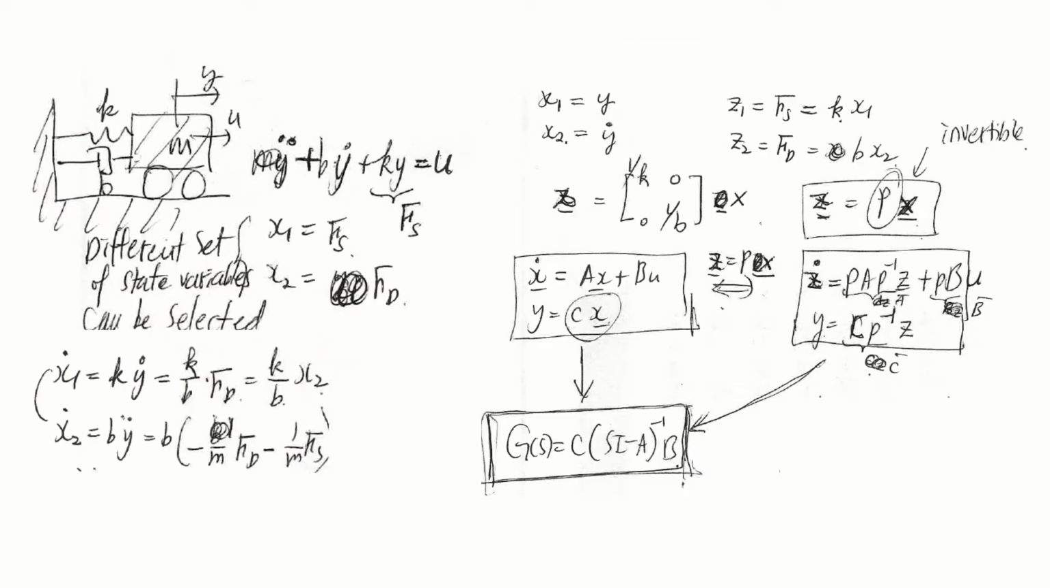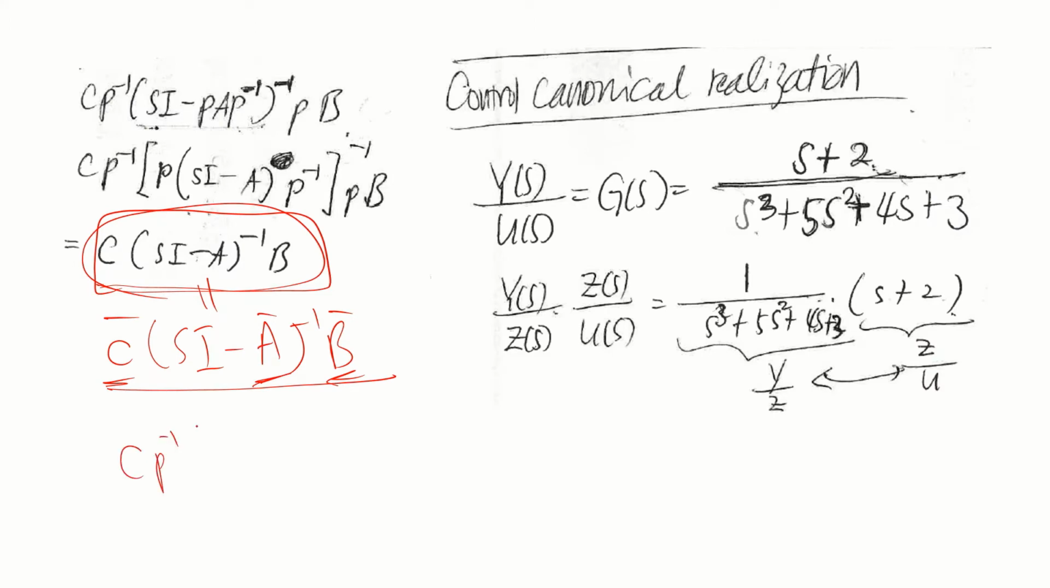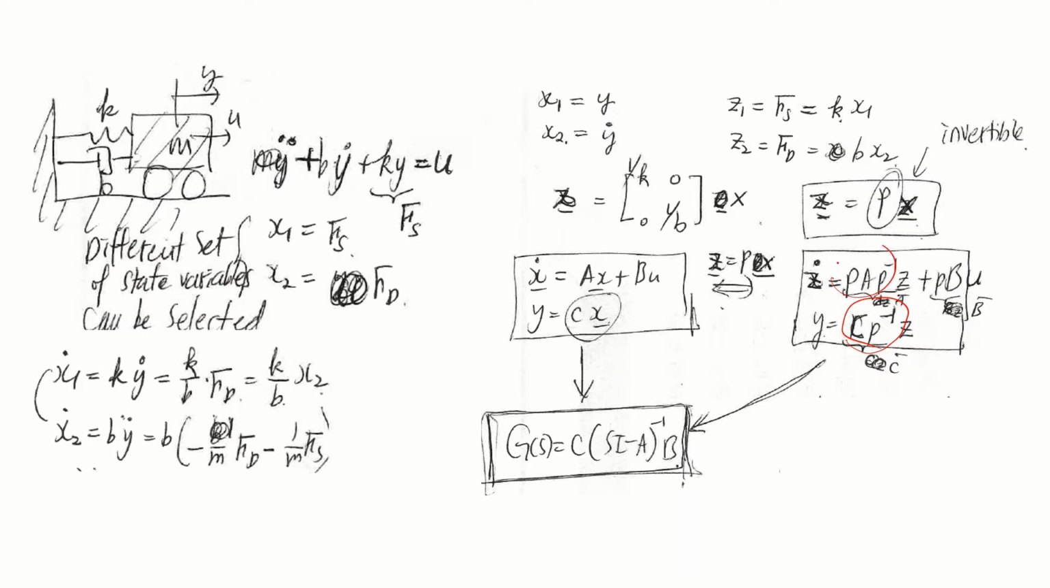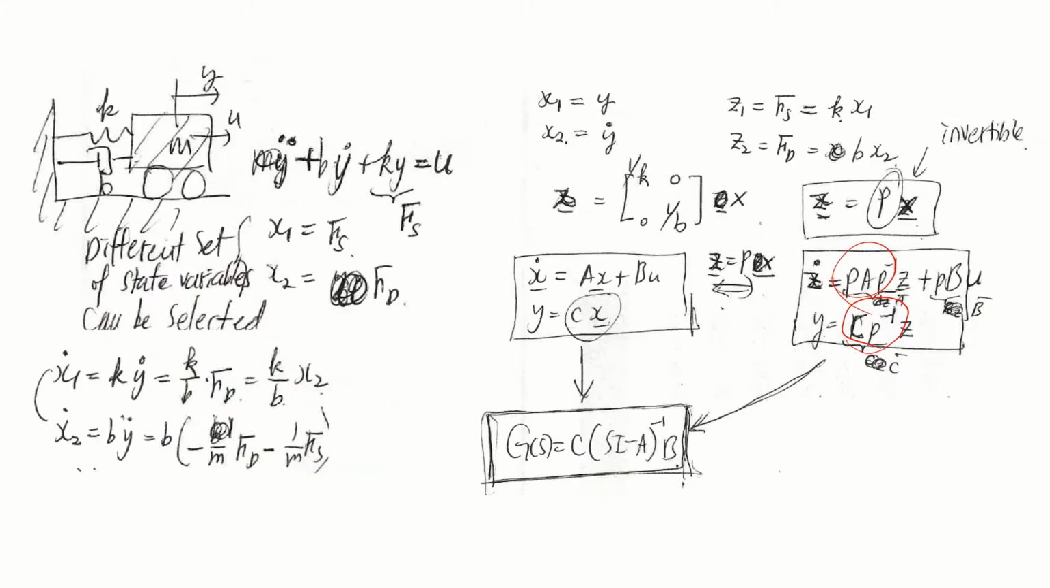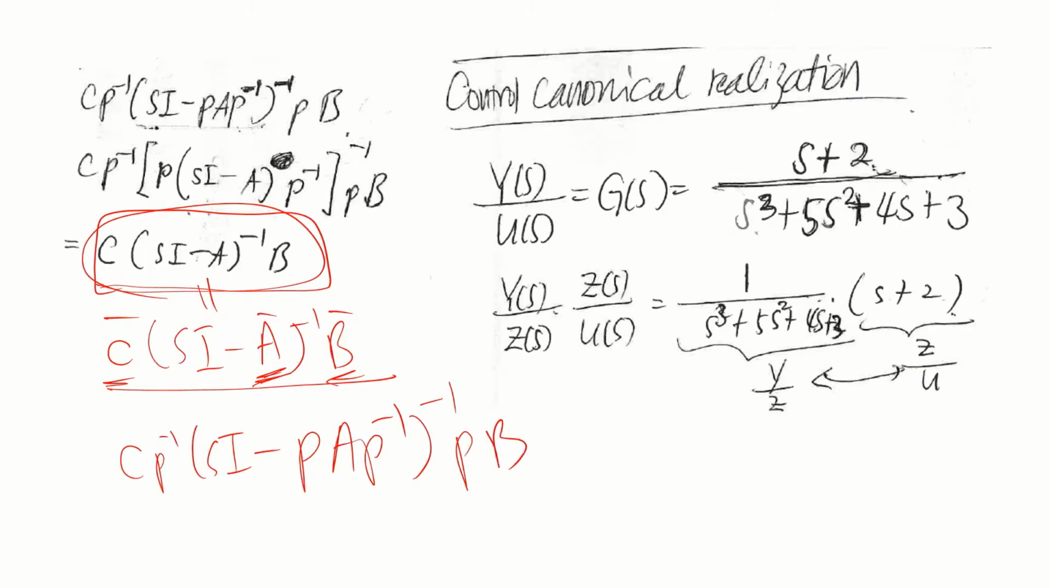But from here, we saw that C bar is C P inverse, and A bar was P A P inverse. You just simply plug in the expression that we found, and B bar is P times B.